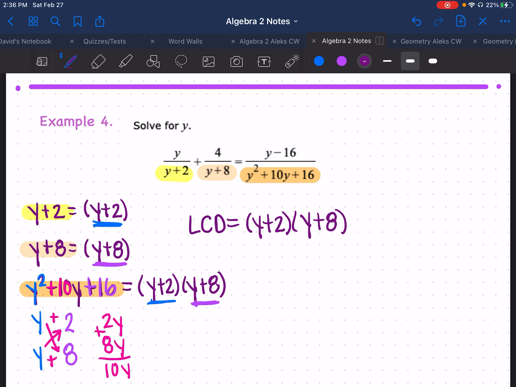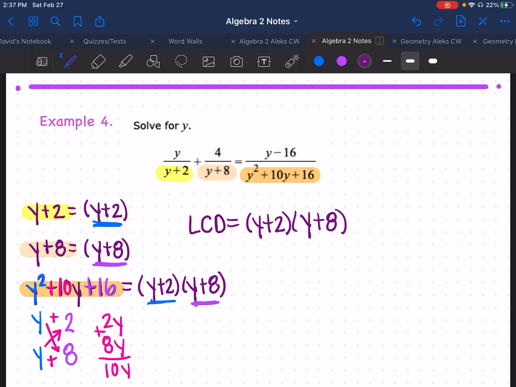So what I am going to do to solve, because this time they're asking me to solve, they're not asking me to add, they're not asking me to subtract like last time, they're asking me to solve. So I am going to multiply both sides by the least common denominator because that will make my denominators on both sides of my equation disappear and I will get just an equation to solve.